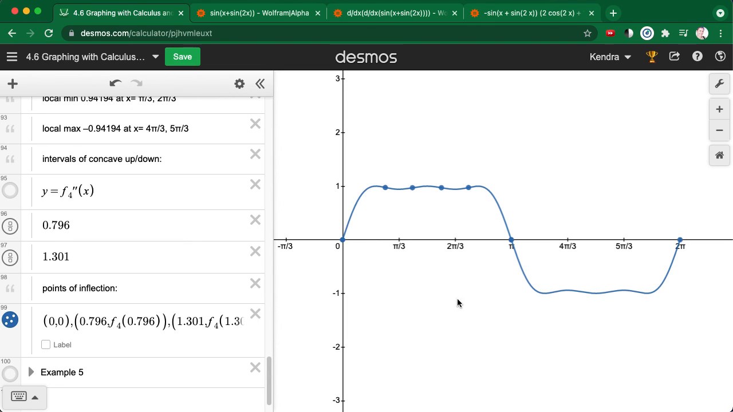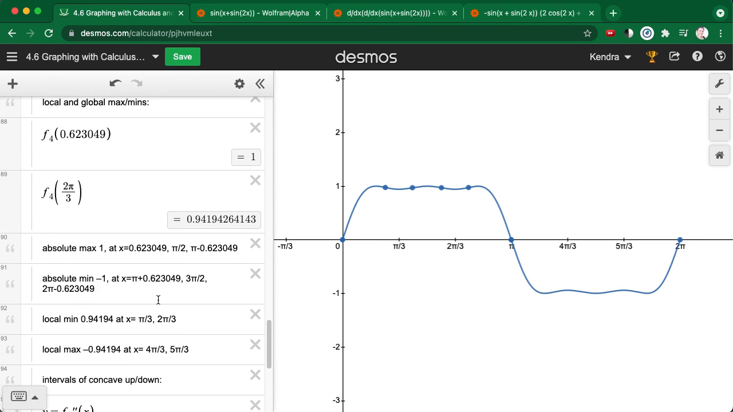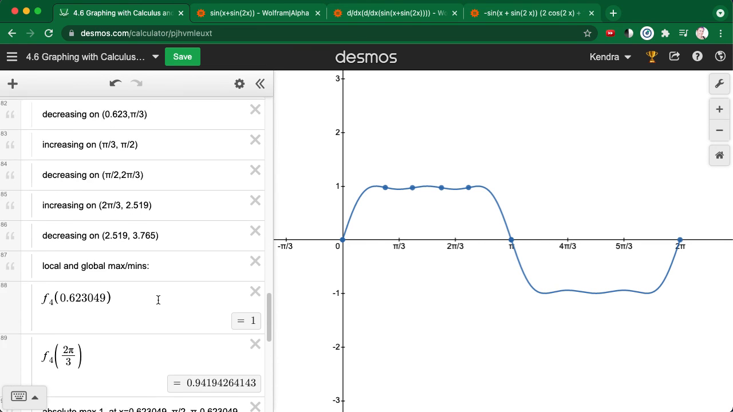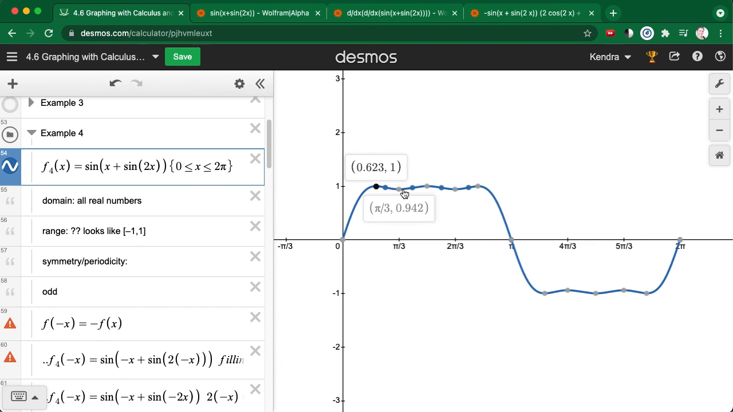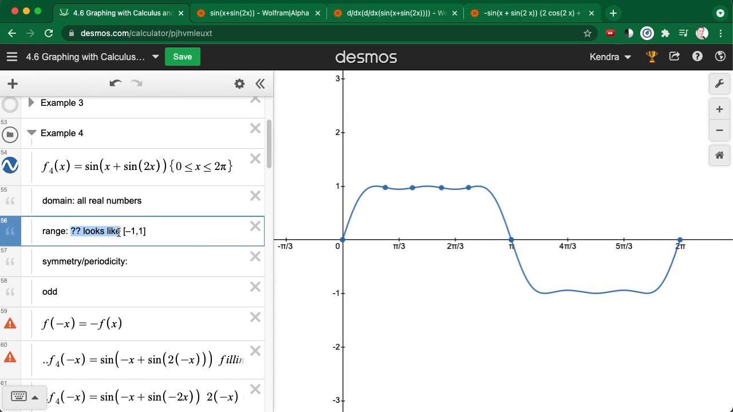So there we go. There's basically a full analysis of this function. We did actually, with our work on finding the local maximum and mins, confirm that the range is from -1 to 1. Okay.